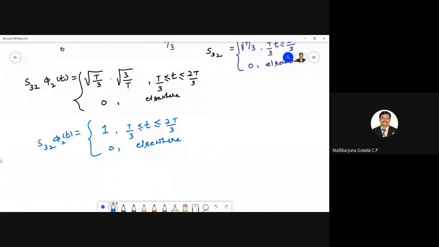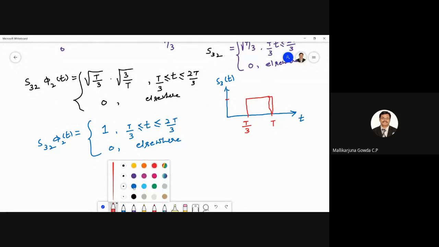Okay. So now I need to find out G3 of t, right? For finding G3 of t, I will write all the signals graphically. First let me write S3 of t. So this is my S3 of t. Any one of you can say it exists over what interval? Yes, it exists from t by 3 to t, right?